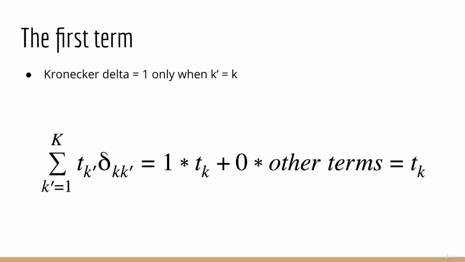So let's look at the first term. Remember that delta is 1 only when k prime is equal to k. Therefore, for any other values of k prime, we get 0, and anything multiplied by 0 is still 0. Therefore, this is just equal to t of k.